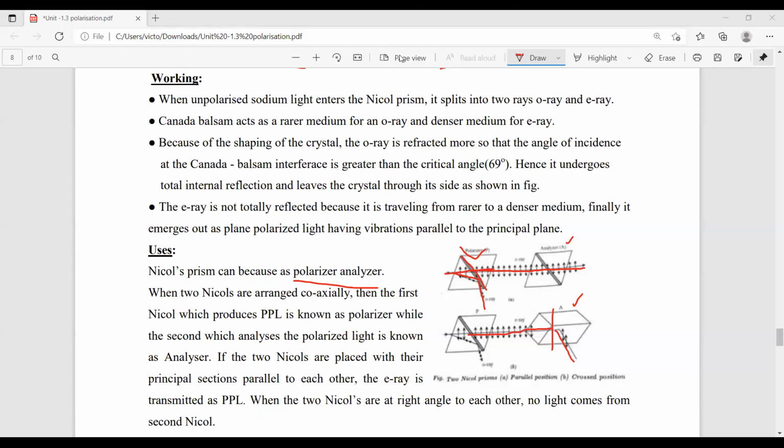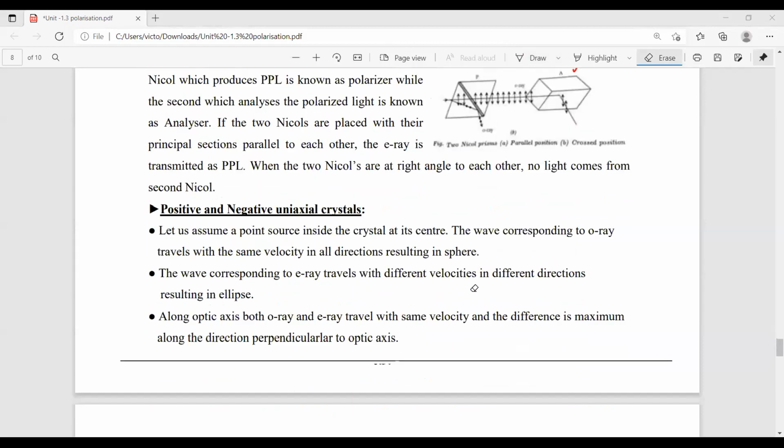Okay, so this is the explanation about the Nicol prism. From an exam point of view, it is a very important question. And the next topic is types of crystals. We have two types of uniaxial crystals: positive crystal and negative crystal. Which crystal acts as positive and which acts as negative?